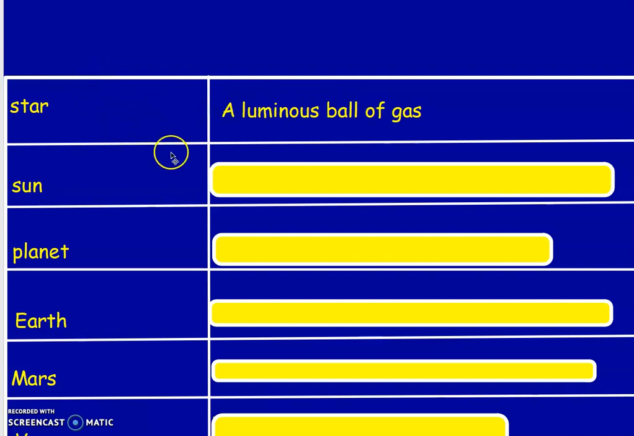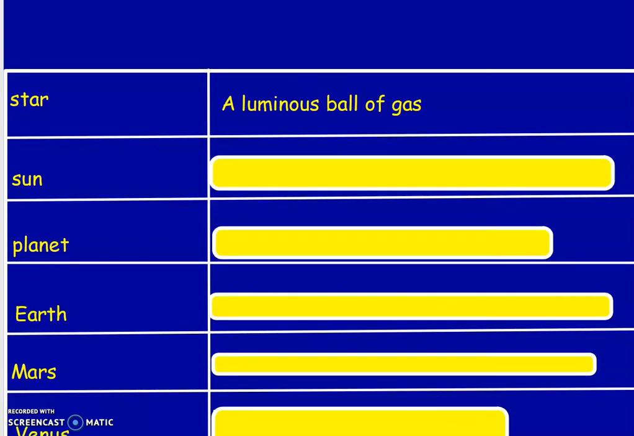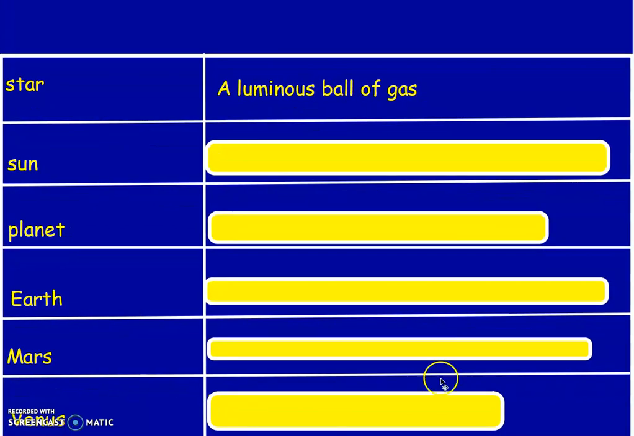So a star is a luminous ball of gas. I've given you the example. If you just want to jot them down on a spare piece of paper or on the back of your folder sheet, that's absolutely fine as well. Pause the video here, see if you can find all the definitions of these things. So, for instance, here we have the Sun, a planet, Earth, Mars, Venus. Pause the video here and get on.